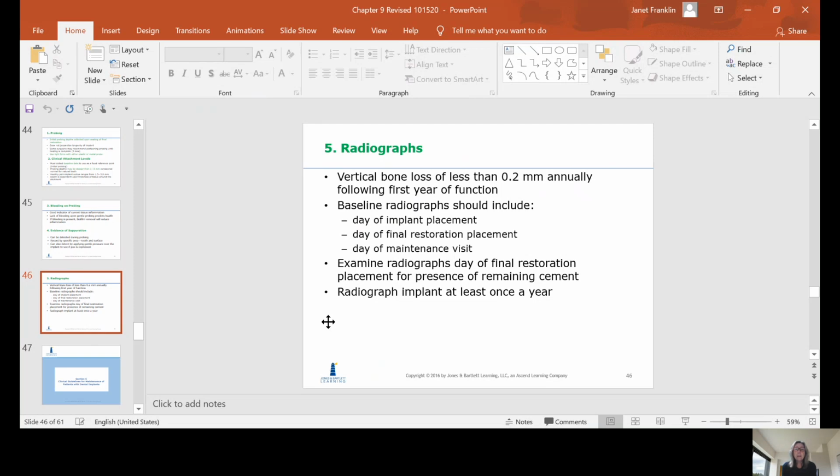Baseline radiographs should include the day the implant is placed, the day of the final restoration, and the day of the maintenance visit. Examine the radiographs from the day of final restoration placement for presence of remaining cement. So for a long time, having residual cement around an implant was a major cause of implant failure, which is part of the reason they've gone so much to using screw-supported implant crowns, because then we don't have to deal with cement. And you should radiograph the implant at least once a year.